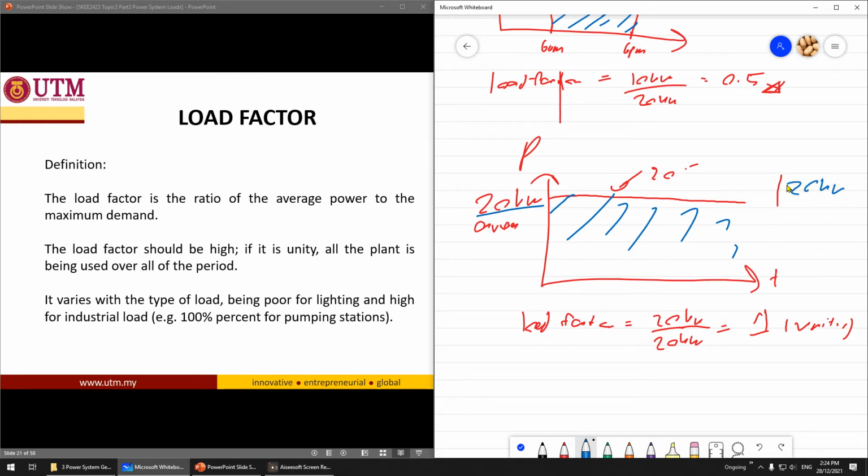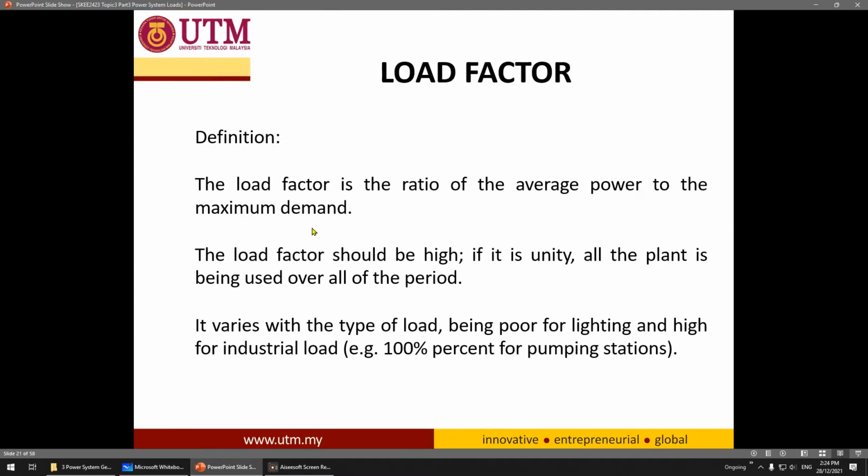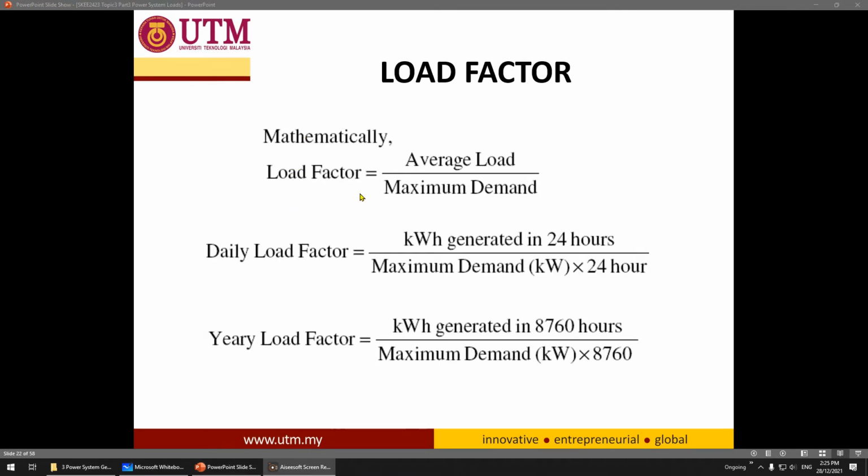It also needs 20 kilowatts, but the cost is only RM1 because it is used all the time, so it is much cheaper. That's why we look at the power load factor, because of this economic factor. Load factor is the average divided by the maximum demand. Daily load factor is for 24 hours. Kilowatt hour uses energy. You can use power or you can use energy, but for this case I suggest you use energy.